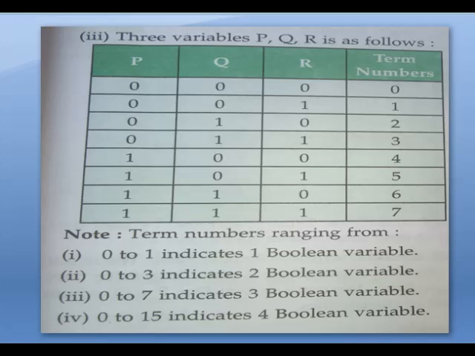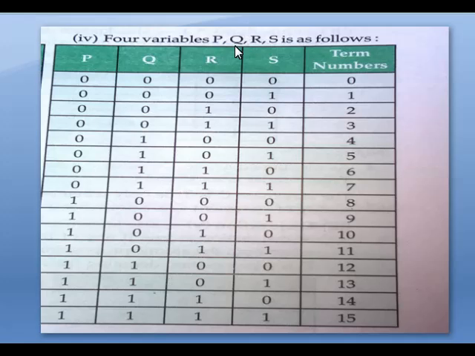Next, 4 variables. 4 variables means 0 to 15, a total of 16 numbers. Here, in S's place there will be 1, in R's place 2, in Q's place 4, and in P's place 8. You can imagine yourself. I think you know how to write the binary equivalent.